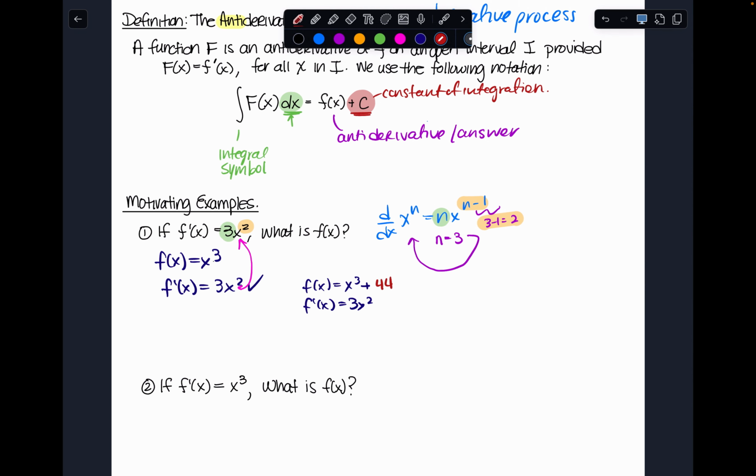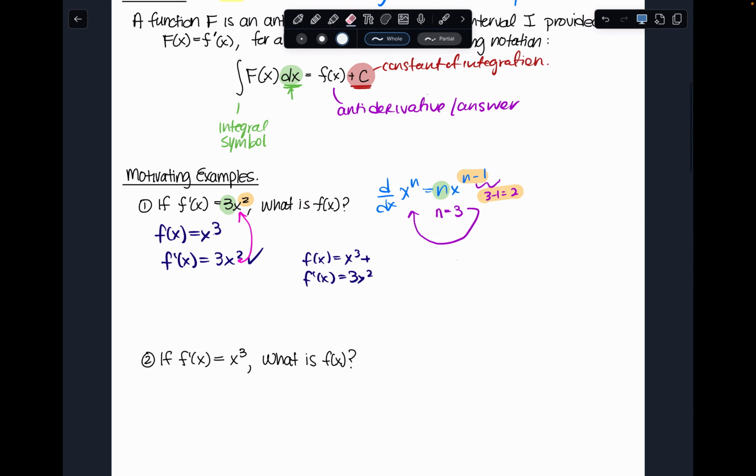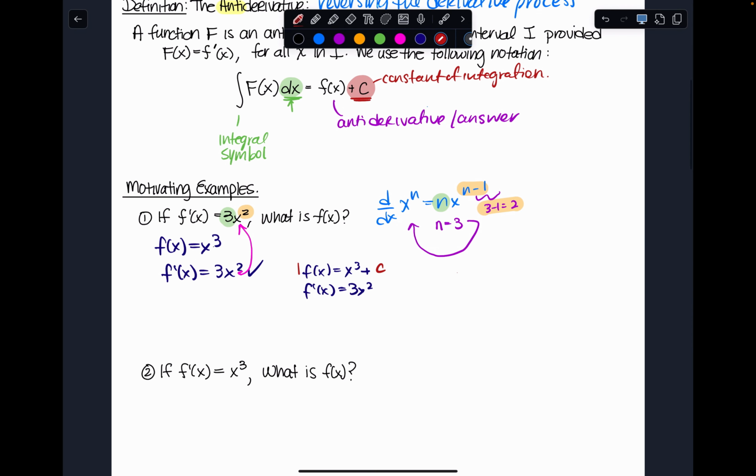44, 92. So what we do as a placeholder for any constant on the planet is we add plus c when we state the antiderivative. So the best antiderivative of this f prime function is f of x equals x cubed plus c.